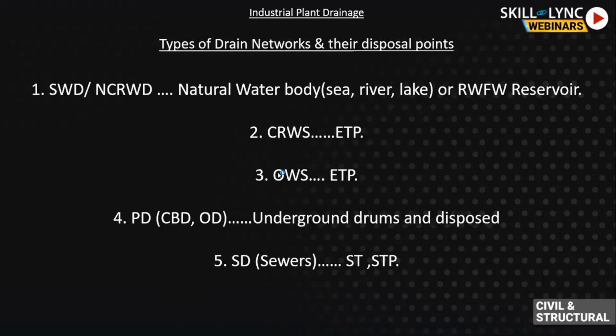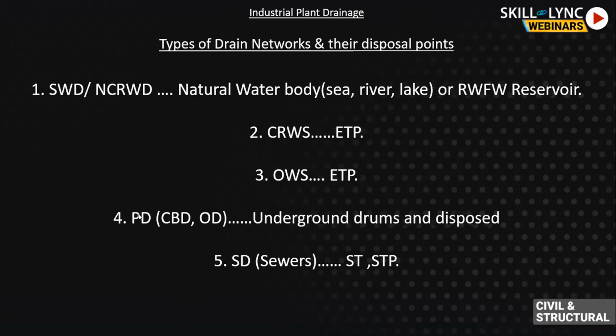OWS, oily water sewers, always have oil separators for oil recovery on that OWS network. So you have to be watchful and discuss with the piping department about the OWS oil recovery and the oil water separator you have to design. OWS pipes are generally CS pipes or HDPE pipes. They don't use RCC pipes because oil will get stuck to the RCC pipes. They will use HDPE or carbon steel pipes.